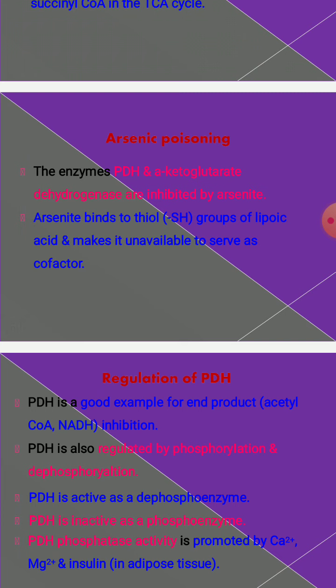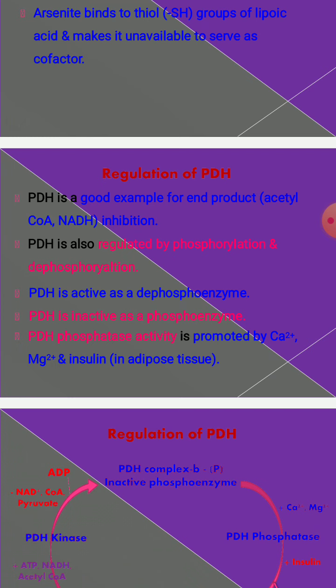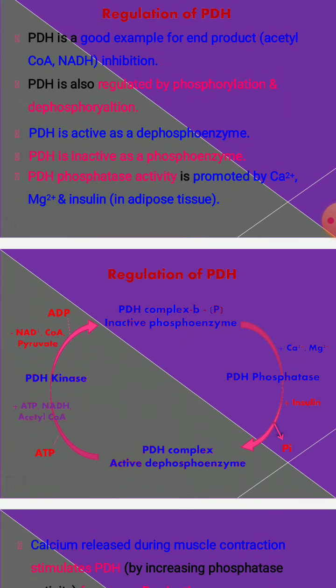So coming to the regulation of the PDH, how is this going to be regulated? This PDH complex is a very good example, which is inhibited by end product inhibition, as we have seen, that is acetyl CoA and NADH, which act as inhibitors of this enzyme, the pyruvate dehydrogenase multi-enzyme complex. And this can also be regulated mainly by phosphorylation and dephosphorylation reactions, that is conversion of the active form, the dephosphoenzyme, to the inactive form, the phosphoenzyme.